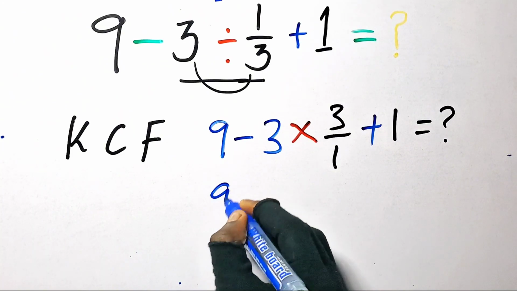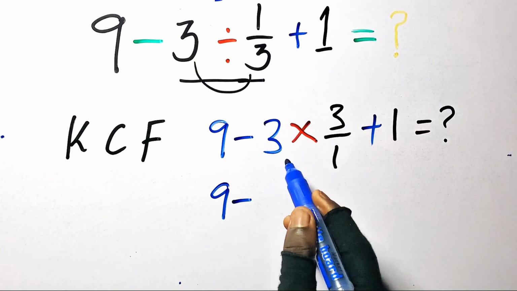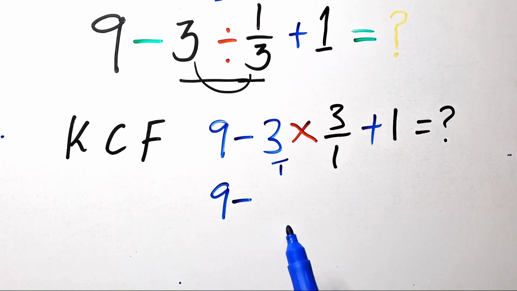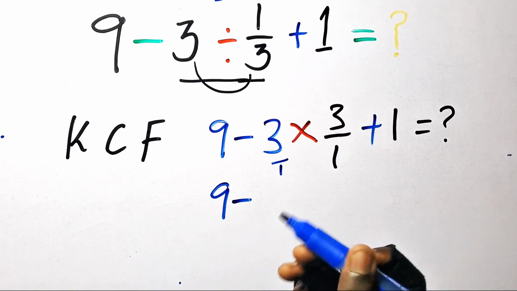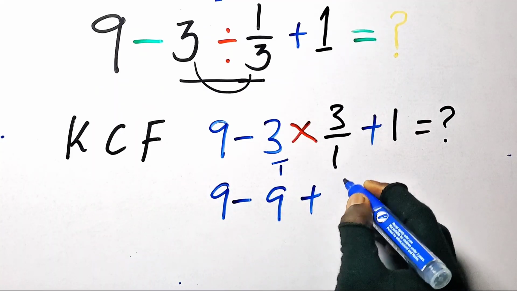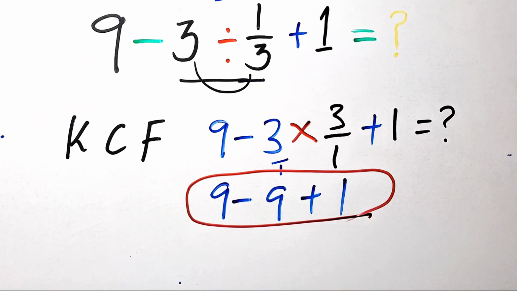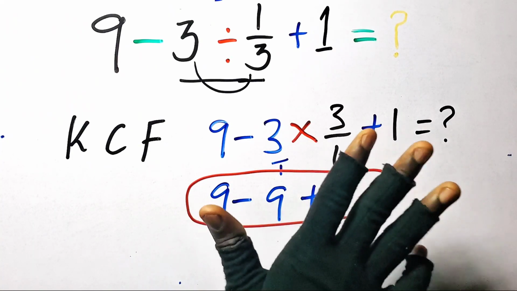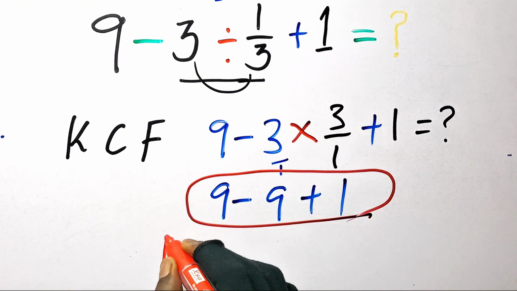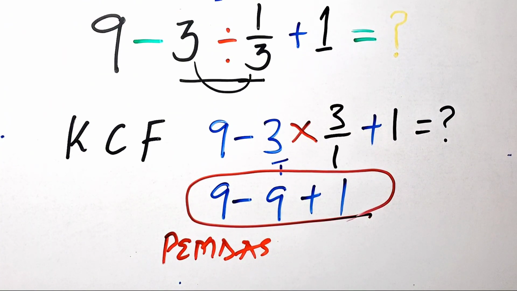Now, 9 minus, that is 3 times 3. Whenever you have a whole number, there is 1 under it. Therefore, 3 times 3 equals 9. Okay? Plus 1. This changes everything. Now, we just use PEMDAS.